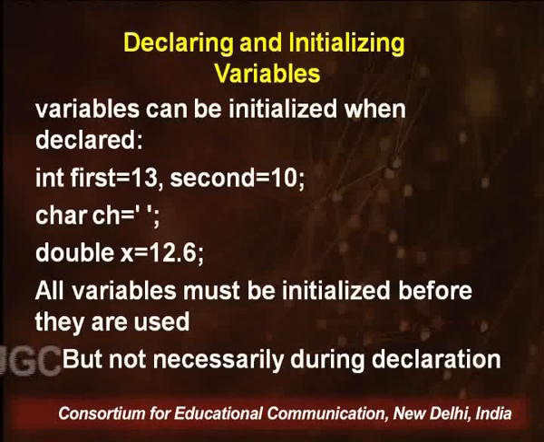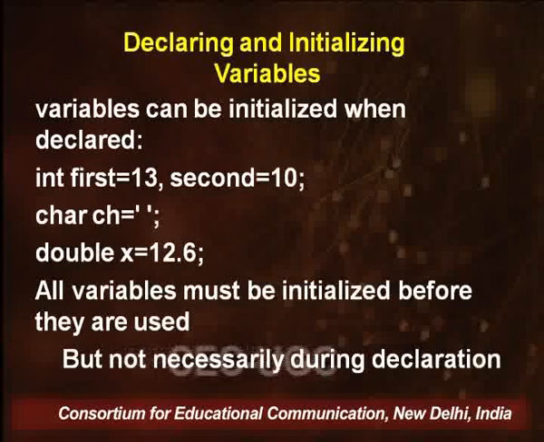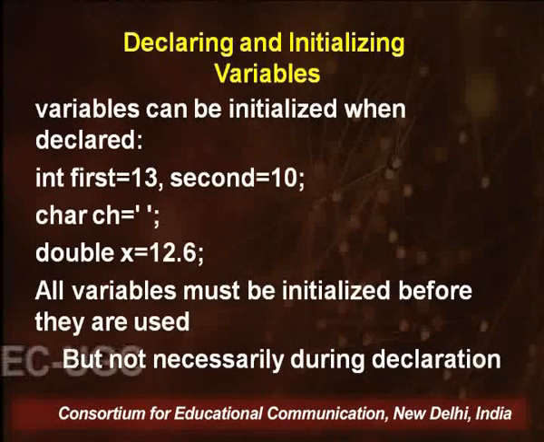The variable name is ch and the value being assigned to it is a blank space, and x, which is a variable of type double, is assigned the value 12.6. Statements are given on the screen, and all variables must be initialized before they are used. So, if I am going to use x or ch anywhere in the program, they must be initialized, but it is not necessary that they be initialized during declaration. We can initialize them later also, but before using them we need to initialize them; that is a constraint.